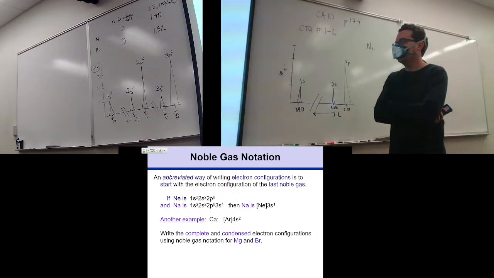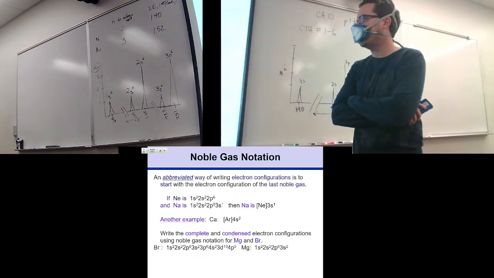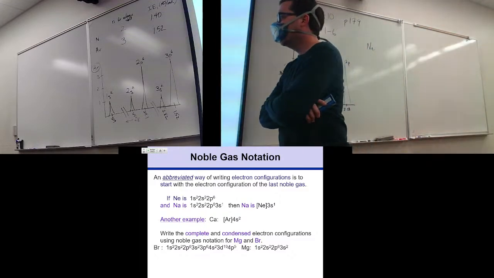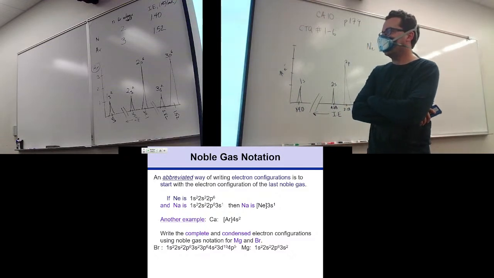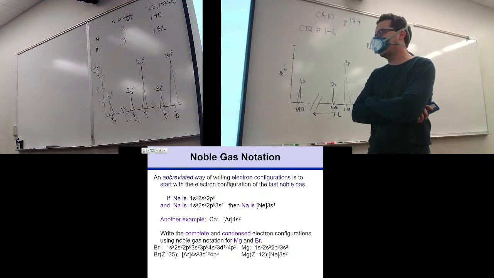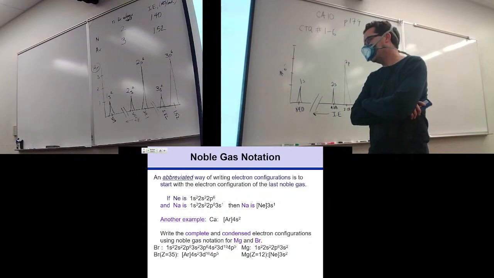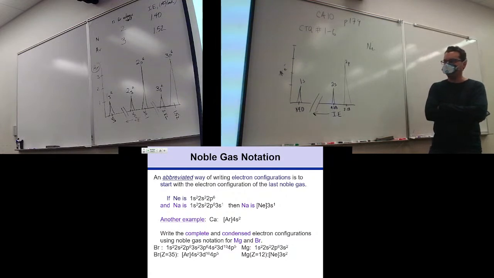Okay. So if we had to do that for magnesium and bromine, bromine and magnesium's full electron configuration would look like that. 1s2, 2s2, 2p6, and so forth. If you do the noble gas shortcut, the condensed version, they look a little easier to read, shorter. Bromine looks like argon at first, and then it continues on 4s2, 3d10, 4p5. Magnesium looks like neon, and then it continues on 3s2. Okay.